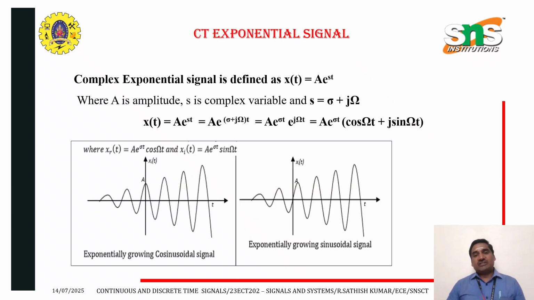Next one, the complex exponential can be defined as x of t is equal to A e power s t, where s is a complex variable. It can be represented as sigma plus j omega. In terms of s, you can substitute sigma plus j omega. Therefore, it can be represented as A e power sigma t into e power j omega t. It can be represented as cos omega t plus j sin omega t. The graphical representation of the exponentially growing cosinusoidal signal and exponentially growing sinusoidal signal has been given.